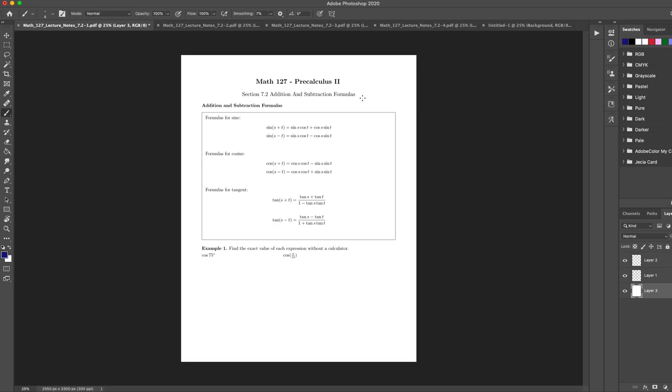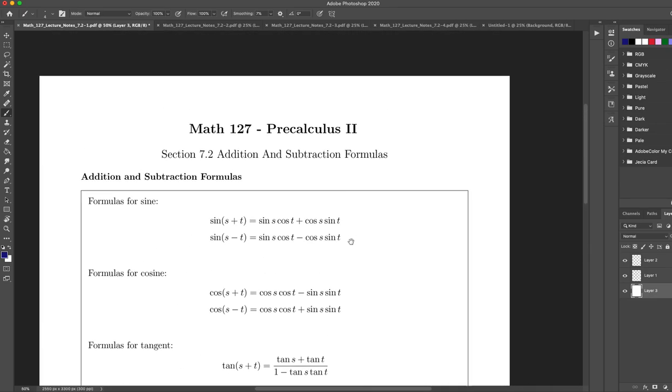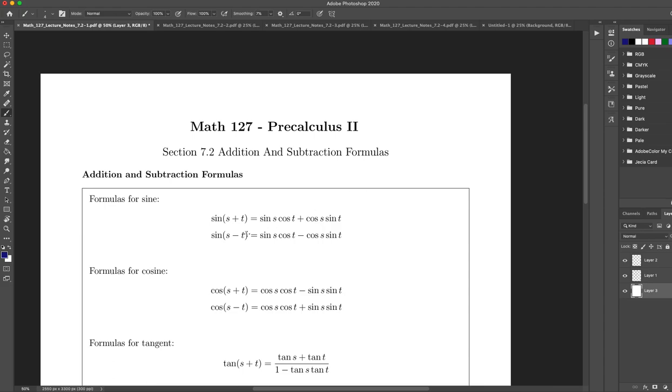Addition and subtraction formulas. Let's go and zoom in. So here we have the addition and subtraction formulas. Sine of s plus t equals sine of s cosine t plus cosine s sine of t, and sine of s minus t is equal to sine of s cosine t minus cosine s sine t.